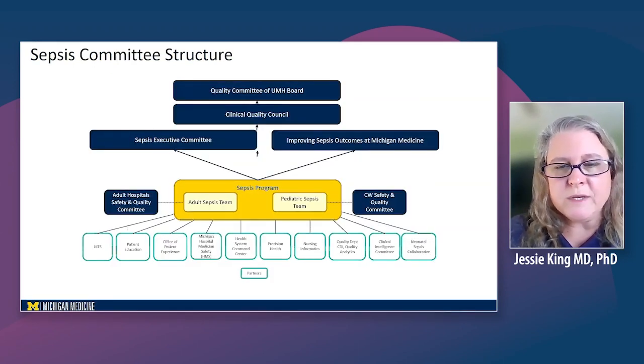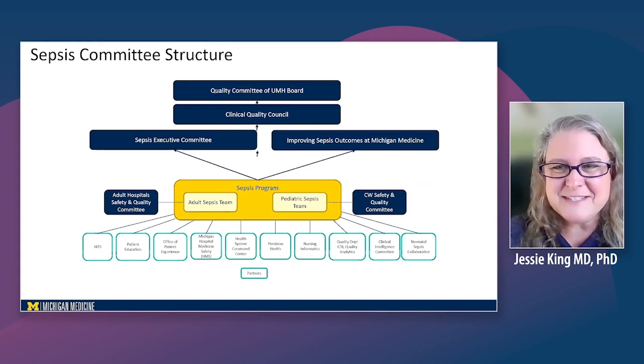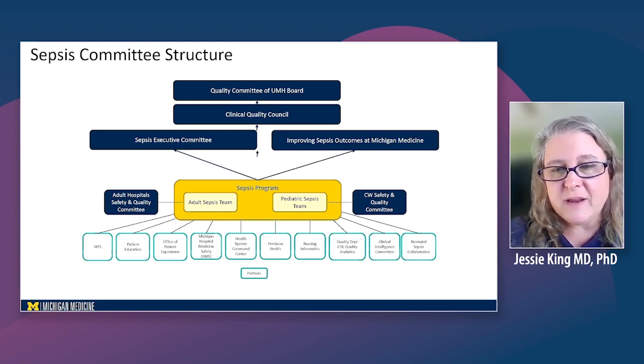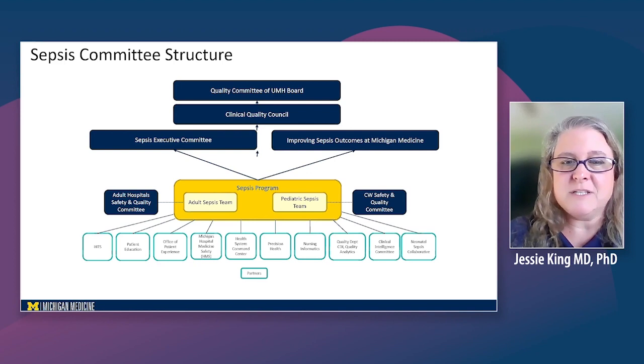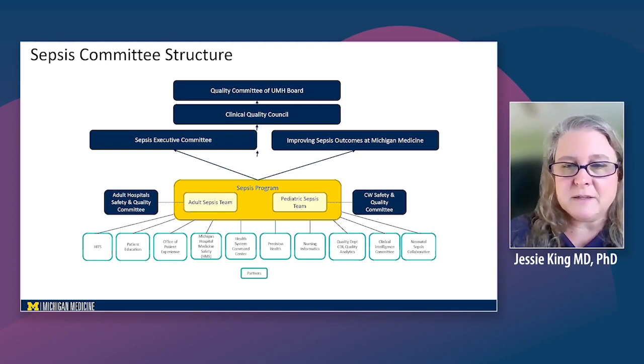And so, what does this look like on a practical basis? Our adult sepsis team and our pediatric sepsis team work literally side by side. They share an office in order to collaborate. And we have connections to and have sought out the expertise of various groups across the institution. That includes the Office of Patient Experience, and the Clinical Intelligence Committee. How do we make sure that our alerts are functioning appropriately?